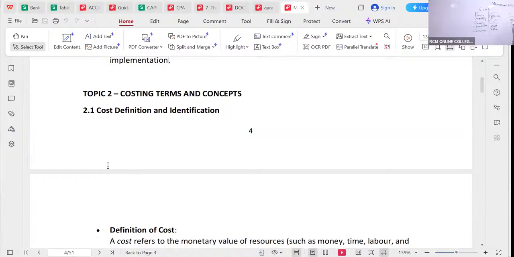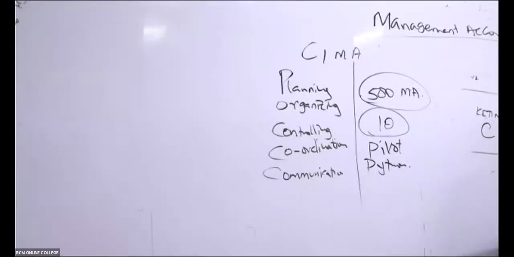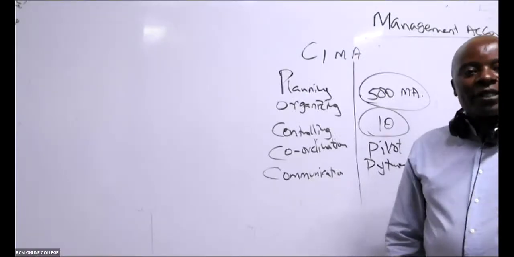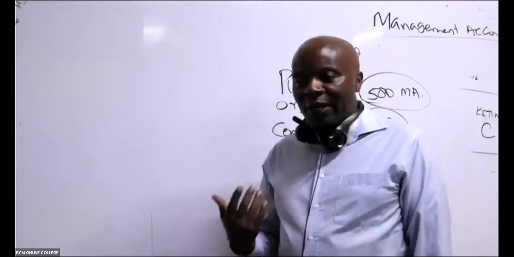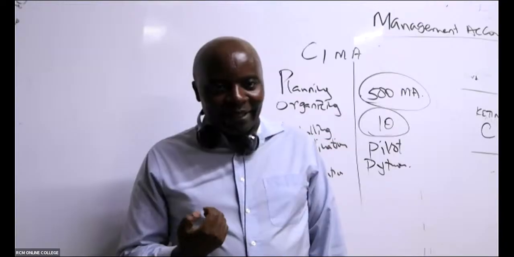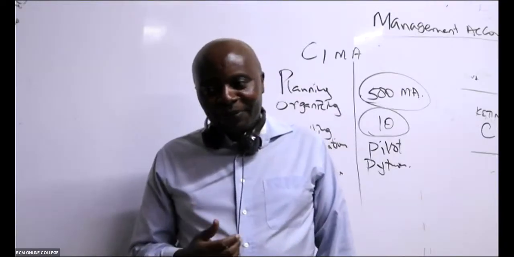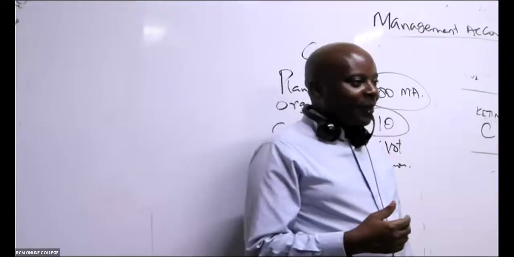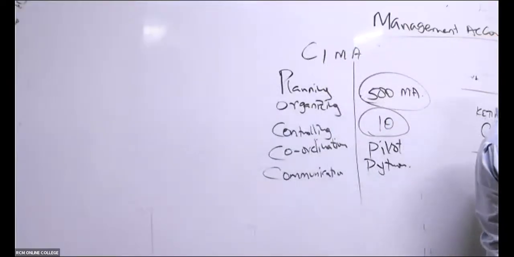So topic number 2, costing terms and concepts. Ladies and gentlemen, what is the cost? We have said so much about this cost. What is a cost? When you say that it's going to cost you, for example, 100 shillings for you to reach home today, you're buying a service. Of course, this will be the resources you are sacrificing for you to acquire a product or a service.